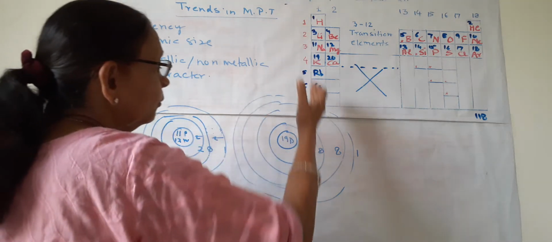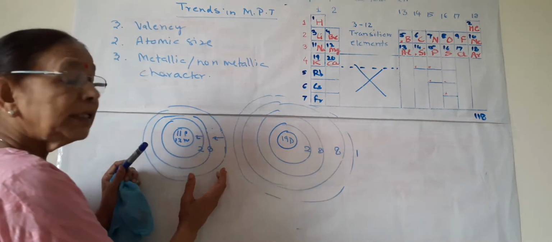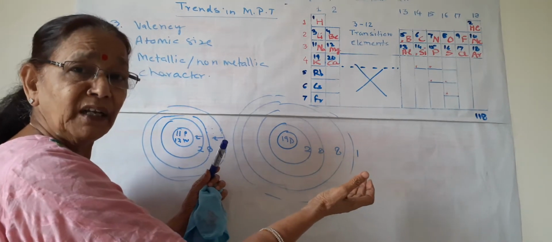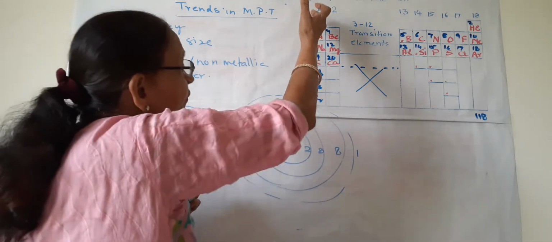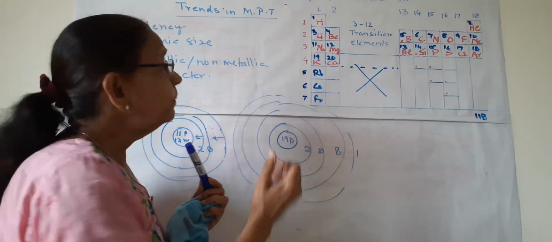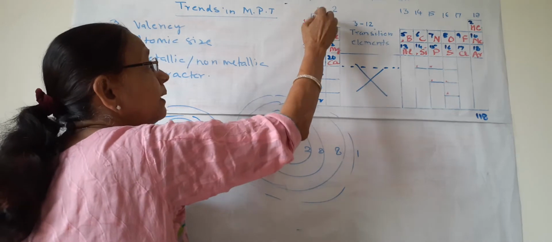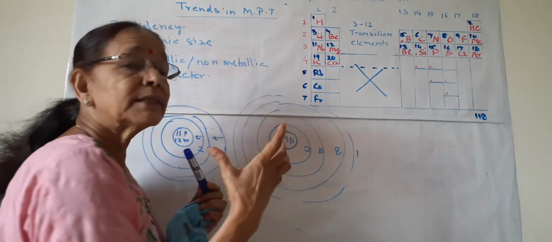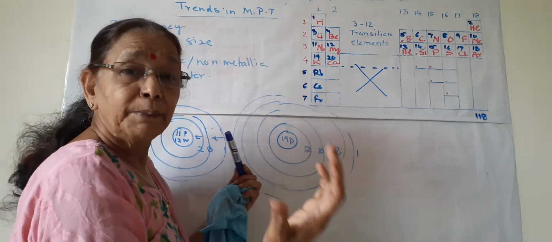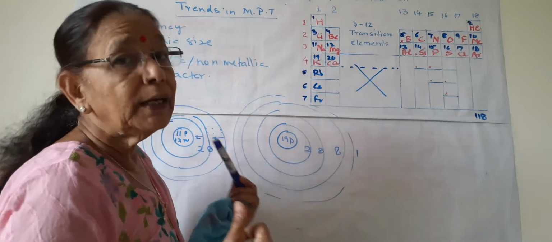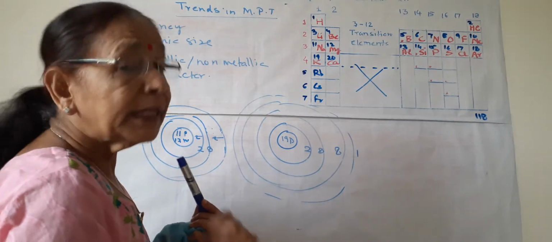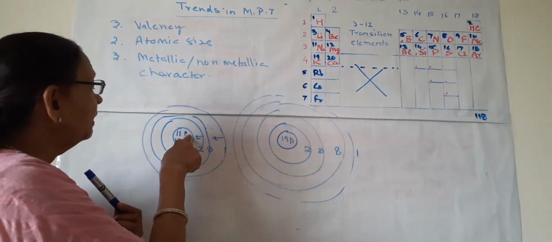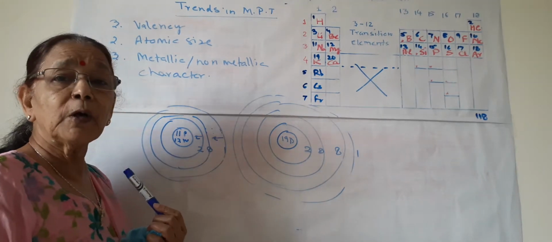So if we go down the group, we can see here only 3 shells are there, here 4 shells are there. So naturally it should be bigger, it is quite obvious. As we go down in the group, the atomic size increases. It has only 1 shell, then 2 shells, 3, 4, 5, 6, 7. Francium has 7 shells, so it should have a bigger atom. Atomic size should increase. But we can argue that the nuclear charge is also increasing. Here only 11 protons are there, here 19 protons are there.